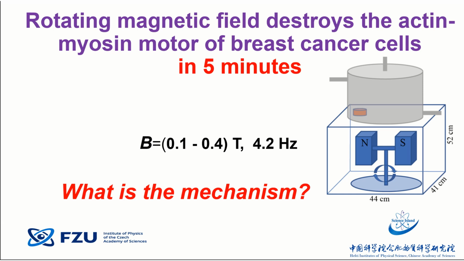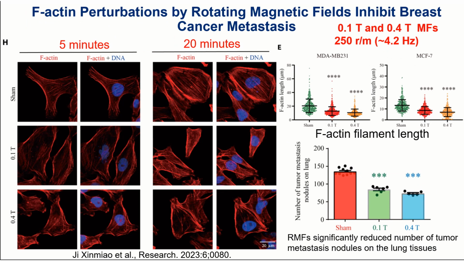We will demonstrate how a rotating magnetic field destroys the actin-myosin motor of breast cancer cells in 5 minutes. We used the magnetic system consisting of two rotating magnets with a frequency of 4.2 Hz. What is the mechanism of the breakdown of this molecular motor? The key factors are here.